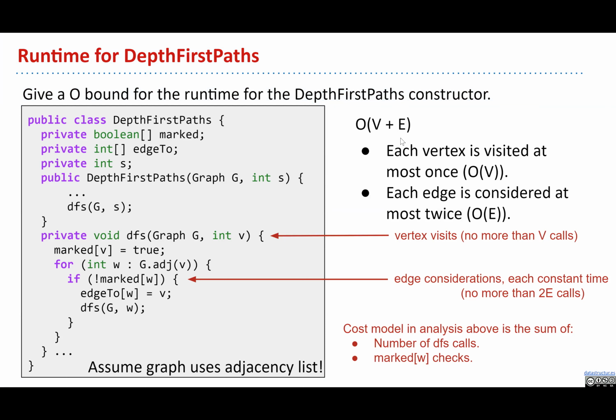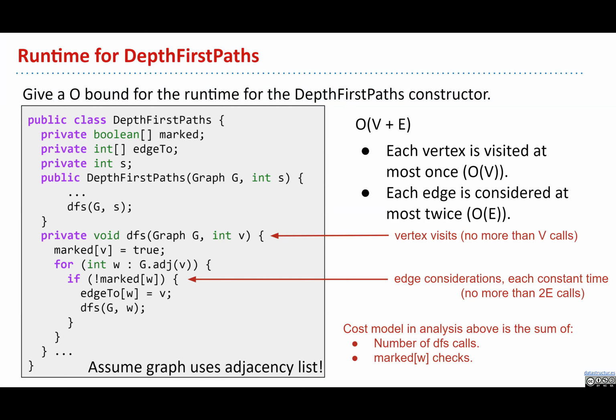And the reason is the following. So each vertex is visited at most once, which is big O of V. And then each edge is considered at most twice, because as you're working through this graph, when you get to a vertex, you're going to consider the edge once on this side of the edge, and once on the other side of the edge.